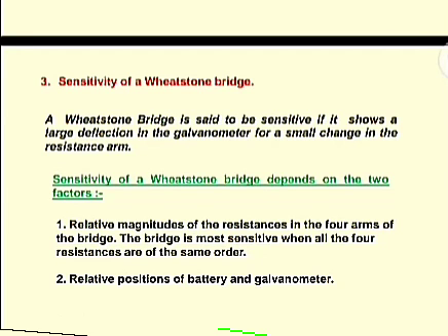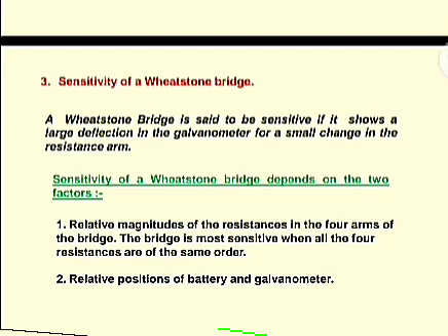It means out of the four resistances P, Q, R, S, if we change one a little bit, then a large deflection is shown in the galvanometer. In that case the Wheatstone bridge is sensitive. The sensitivity of the Wheatstone bridge depends on two factors.